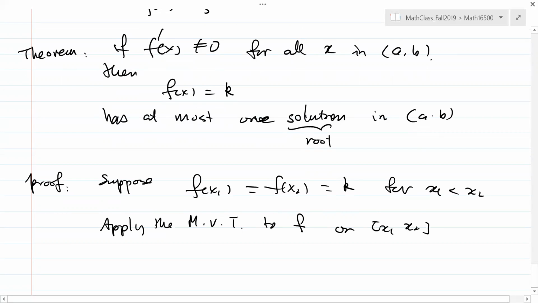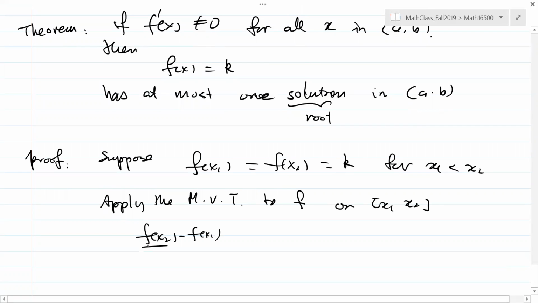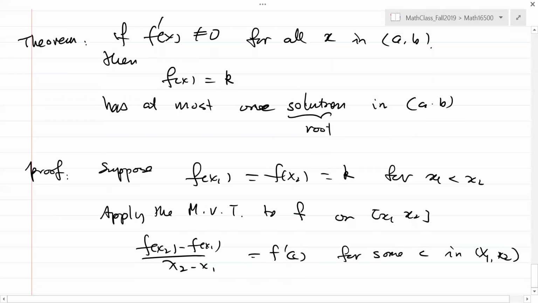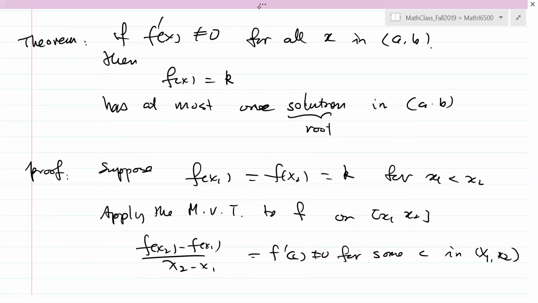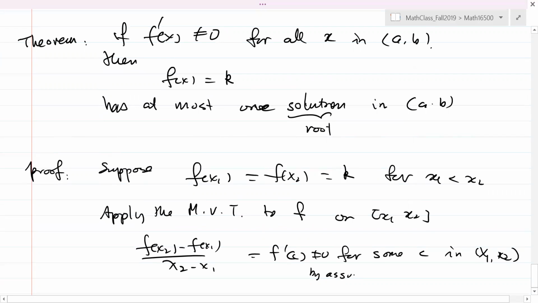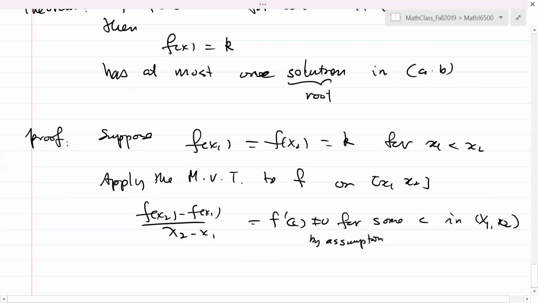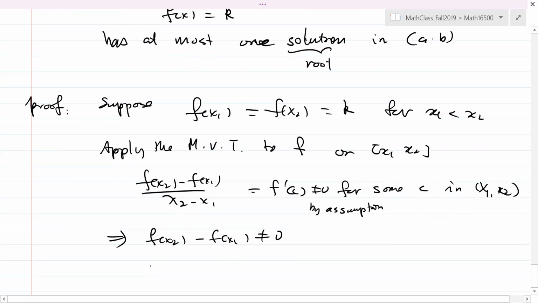And what do you get? You get f of x2 minus f of x1, divided by x2 minus x1. The mean value theorem says it's going to be the derivative, f prime of c, for some number c in the interval. But this is never zero, by assumption. That means the numerator is never zero. If the numerator is not zero, they're not equal. Contradiction.